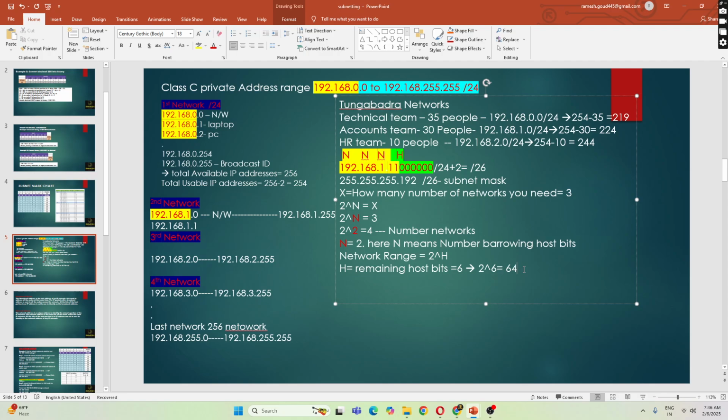So let's divide this 1.0, 192.168.1.0. This is a network, and we need to divide it into multiple networks. Okay, let's divide this. So the subnet mask is, I'll write it like this.